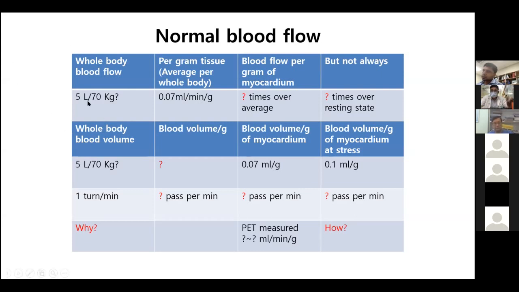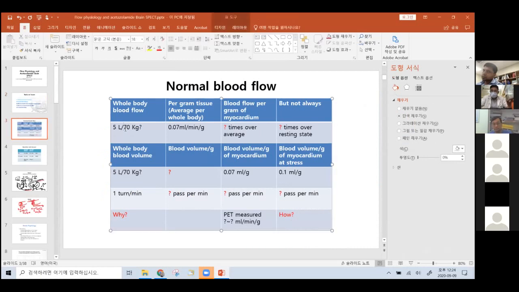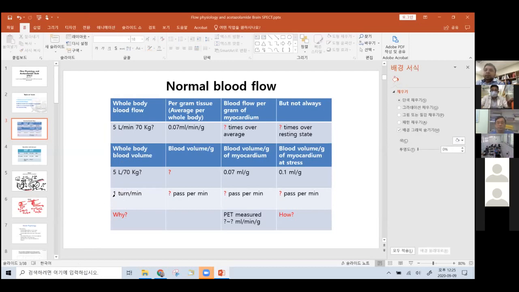So I intentionally put a wrong one here, because every student says like that. Whole body blood flow is 5 liters. No, 5 liters per minute. It should be flow. I don't think the medical students, even nuclear medicine physicians at the beginning stage, are quite concerned about the difference between liter per minute and liter. However, when I put per minute, automatically it's 1 turn per minute.